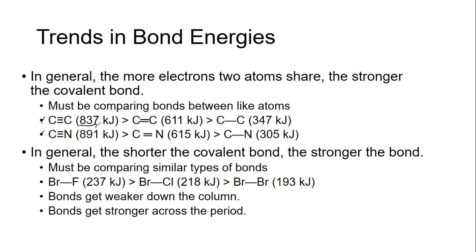So to break a triple bond, I have to put in 837 kilojoules of energy. To break a double bond, I have to put in 611. To break a single bond, I have to put in 347. So, you know, it's like 2.5 times harder to break a triple bond than it is a single bond. And like I said, the shorter the covalent bond, the stronger the bond. So just keep that in mind, right? Short bonds equal strong bonds.